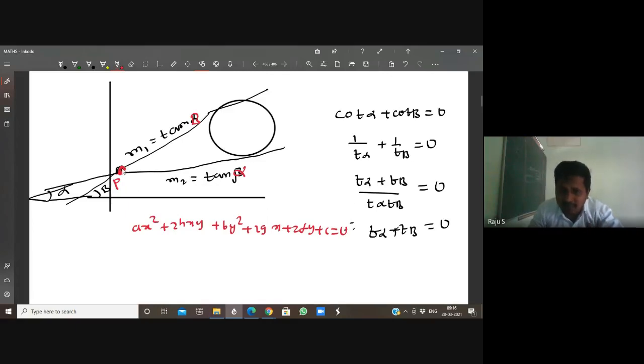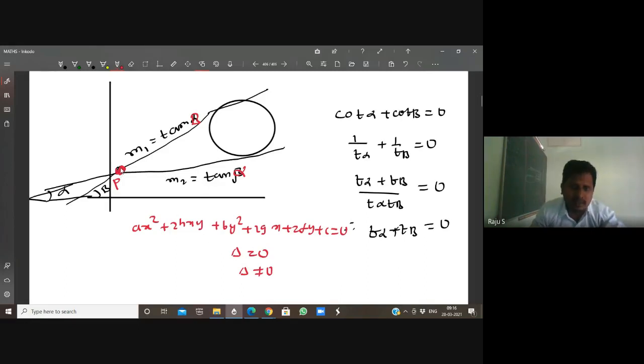So here a pair of tangents, two tangents are there. So the second degree equation represents the pair of tangents. If the discriminant is not equal to 0, the second degree equation might represent a circle, a parabola, ellipse, or hyperbola based on some condition.